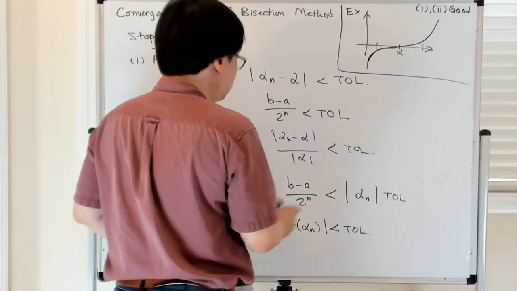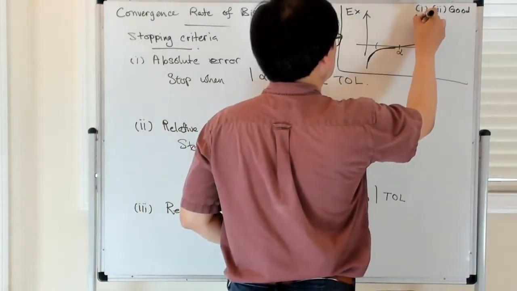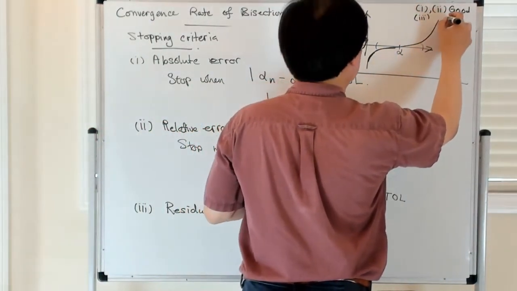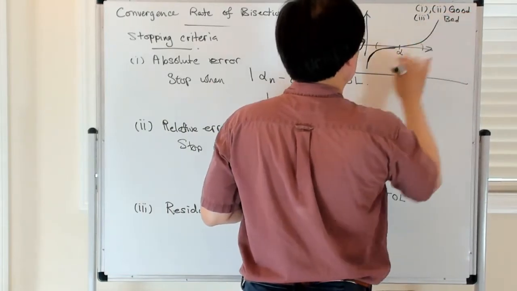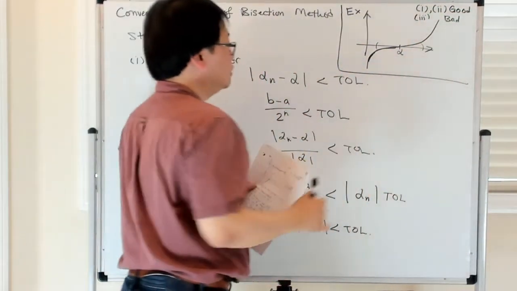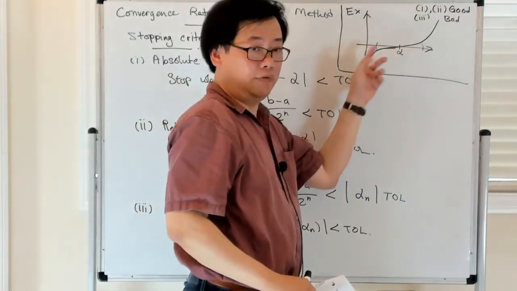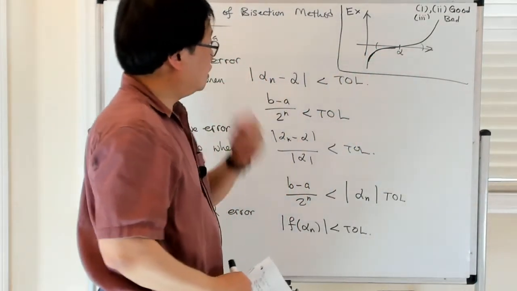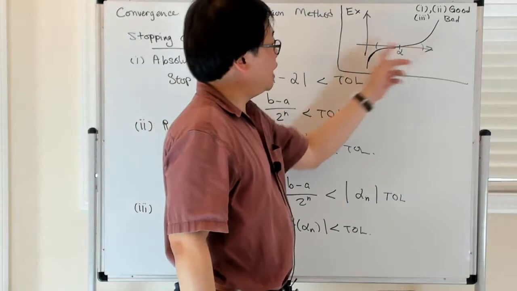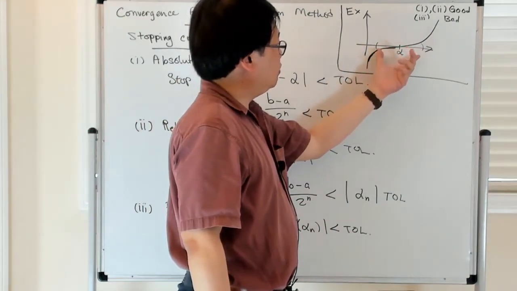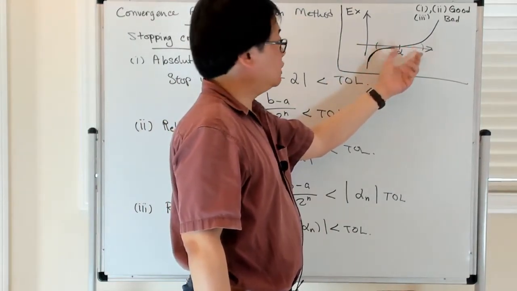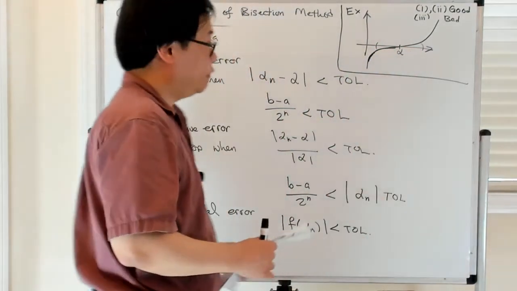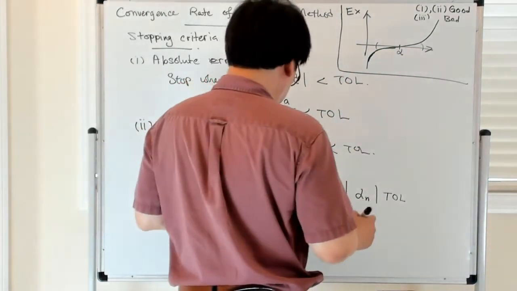But this residual error is not going to be so good, because over a very long interval of candidates for alpha, the residual error is very small. So if you would just rely on the residual error, you would have terminated pretty fast, even though you were actually quite far from the real root. Okay, so that's one possibility.